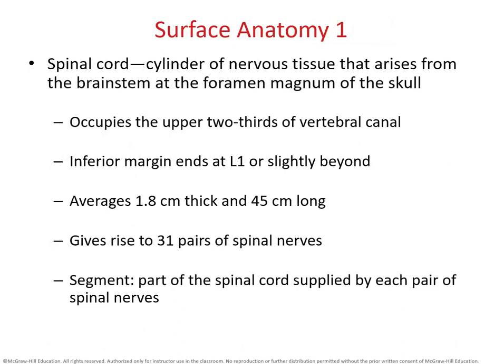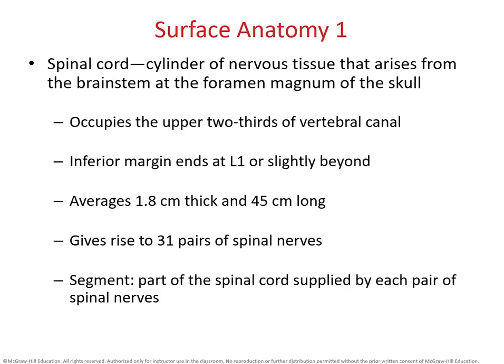So, starting from the very beginning with the surface anatomy of the spinal cord. The spinal cord is a cylinder of nervous tissue. It starts up in the brainstem, coming through the opening in the skull called the foramen magnum. The spinal cord occupies the top 2/3 of the vertebral column, and its inferior margin is found at your first lumbar vertebra, or sometimes just a little bit beyond that first lumbar vertebra.